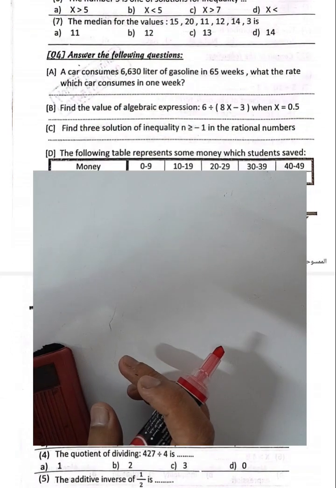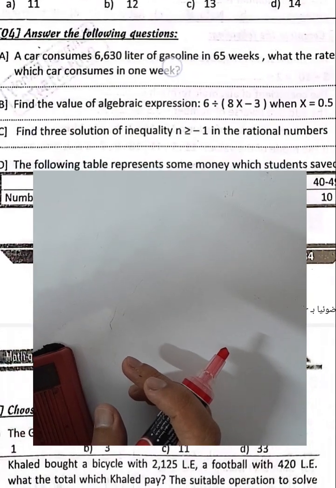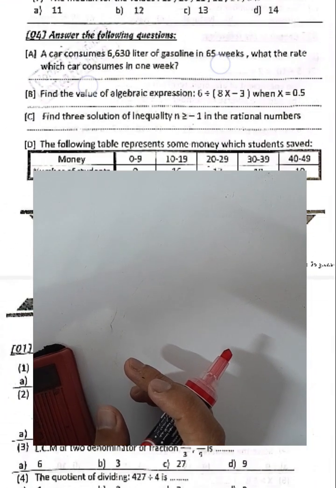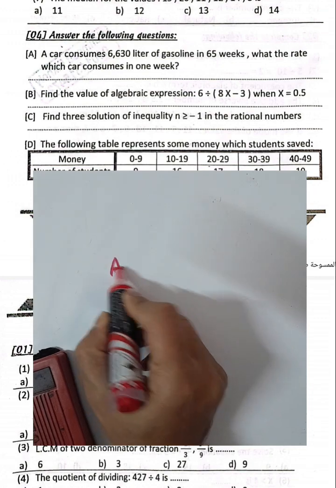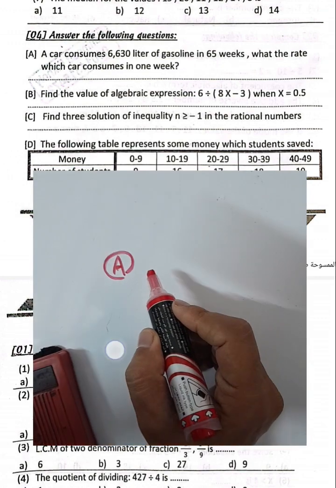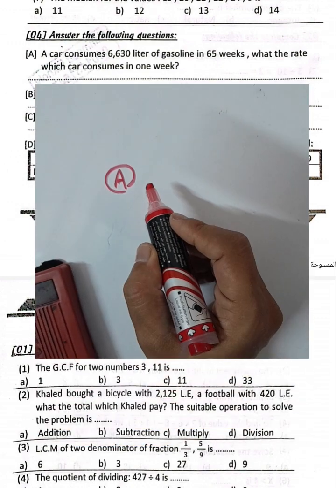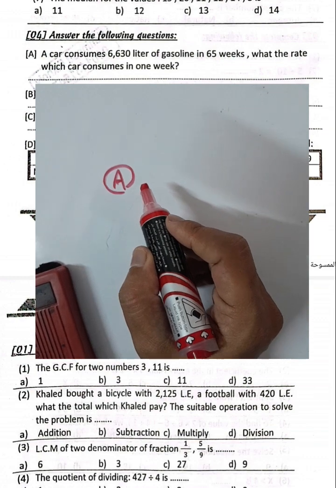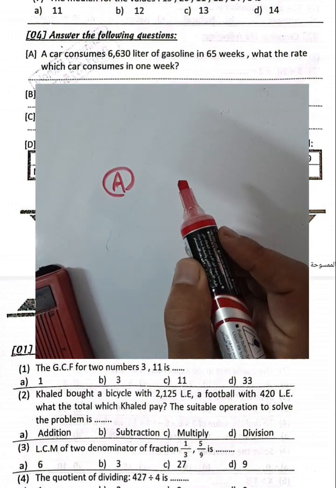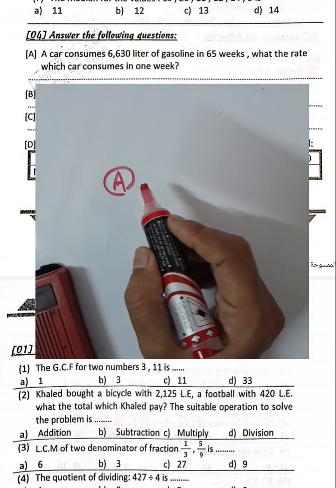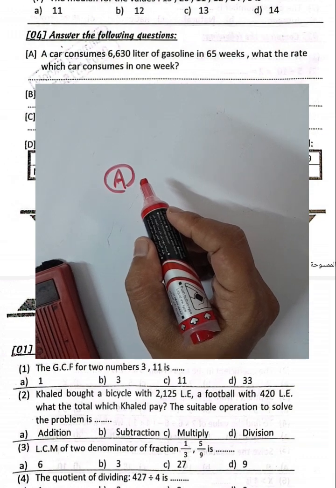Question number 4. Answer the following. Letter A. A car consumes 6,630 liters of gasoline in 65 weeks. What is the rate at which the car consumes in 1 week?